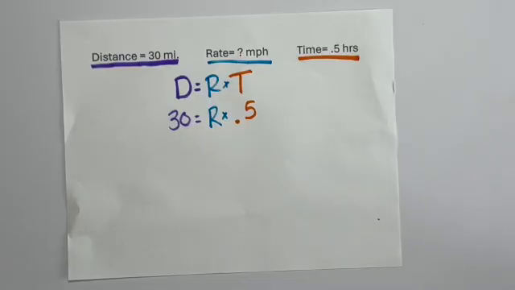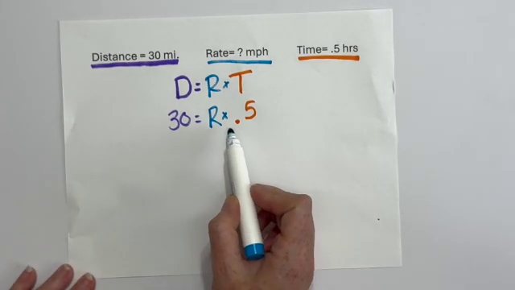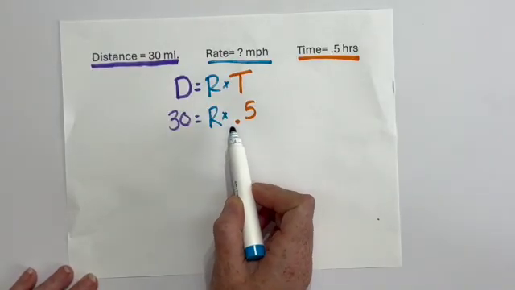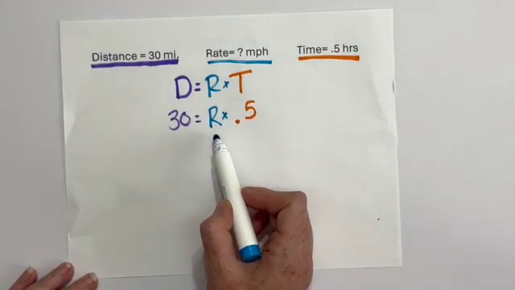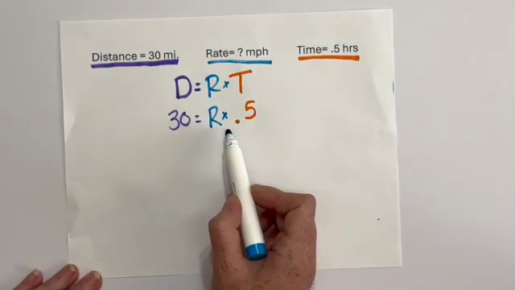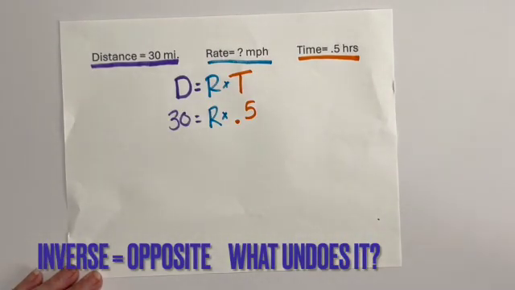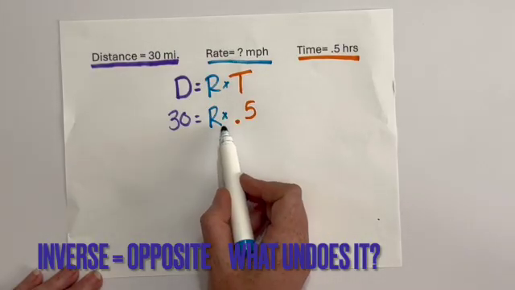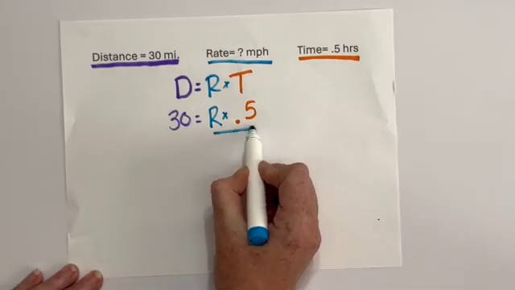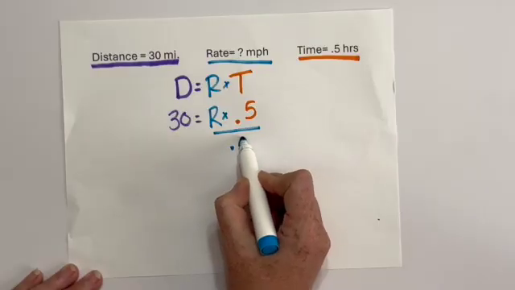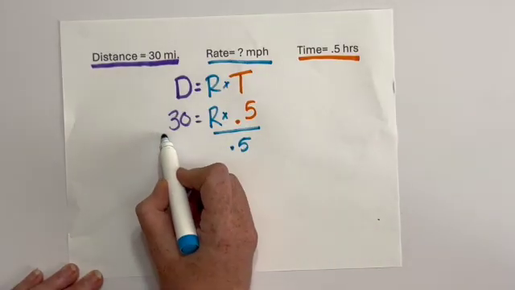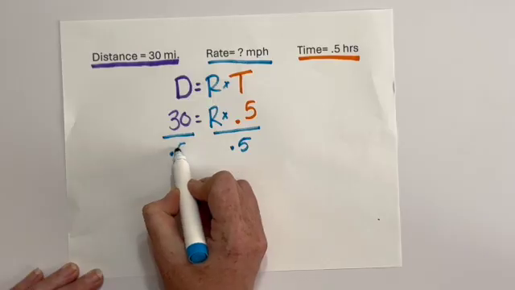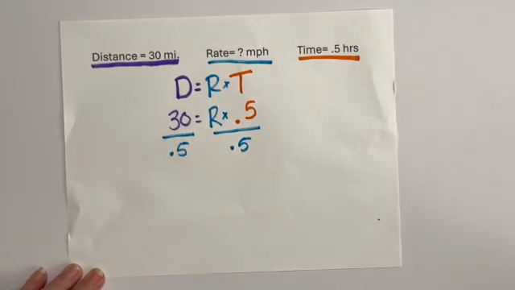When we solve for a variable, for R in this case, we have to look at the operation. We have multiplication right here. To get R by itself, we have to do the inverse operation, or the opposite. The inverse of multiplication is division. So we're going to divide by 0.5 on this side, and what I do to one side, I have to do to the other. So we're going to divide by 0.5 on the other side as well.